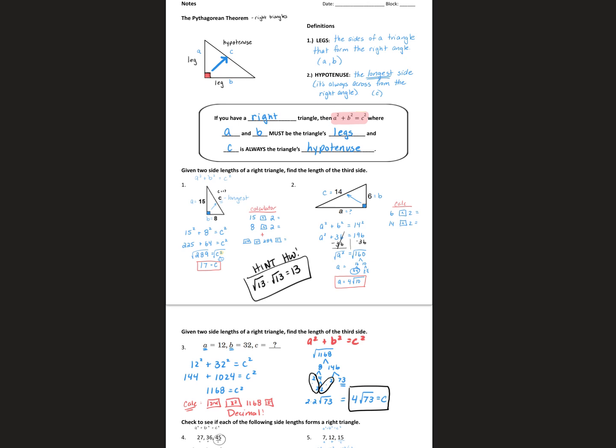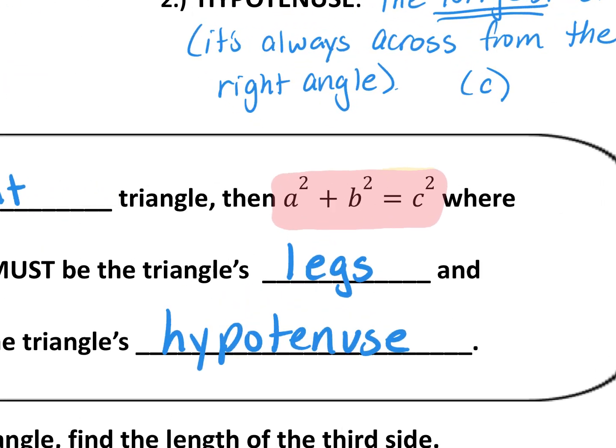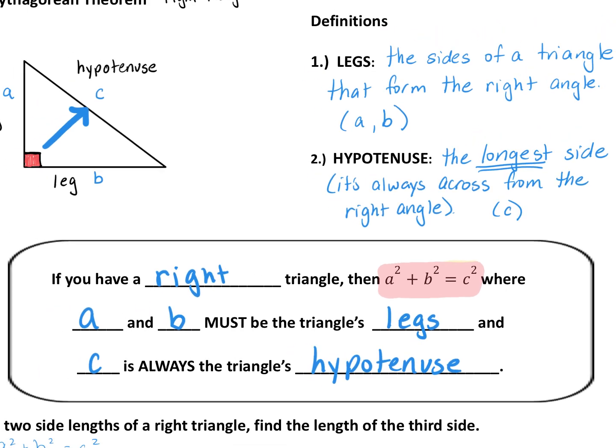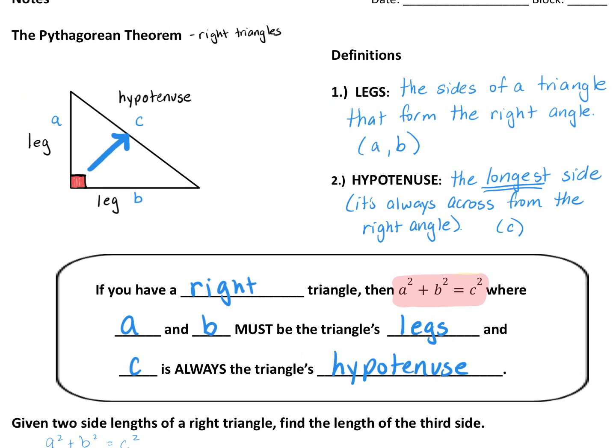Hello everyone. Okay, we are on part 3 of the Pythagorean theorem, and today we are just going to be working on applications. So real world, what would it look like to solve a problem using the Pythagorean theorem? As a reminder, the equation is a squared plus b squared equals c squared, where a and b are the legs, and c is always the triangle's hypotenuse, or the longest side of the right triangle.